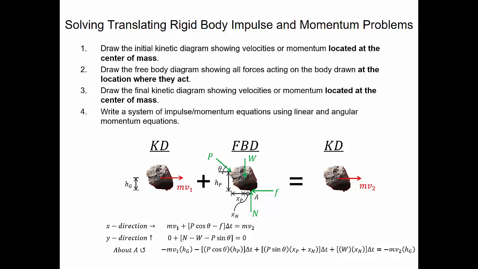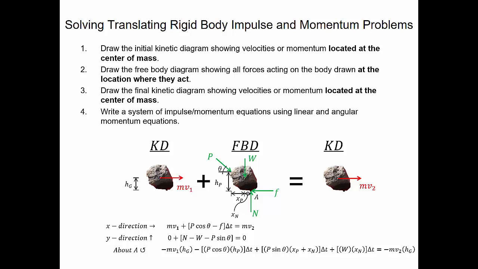Then we would look at the y component of the applied force, and this is going to create a positive moment, so we would have P times the sine of theta, times its distance from A, which is x sub p plus x sub n, times the change in time. Then we would also have the moment caused by the weight, which would be the weight times the distance x sub n, which is the distance from the normal force to the center of mass, times the change in time, and this also would create a positive impulse or a positive moment times change in time.